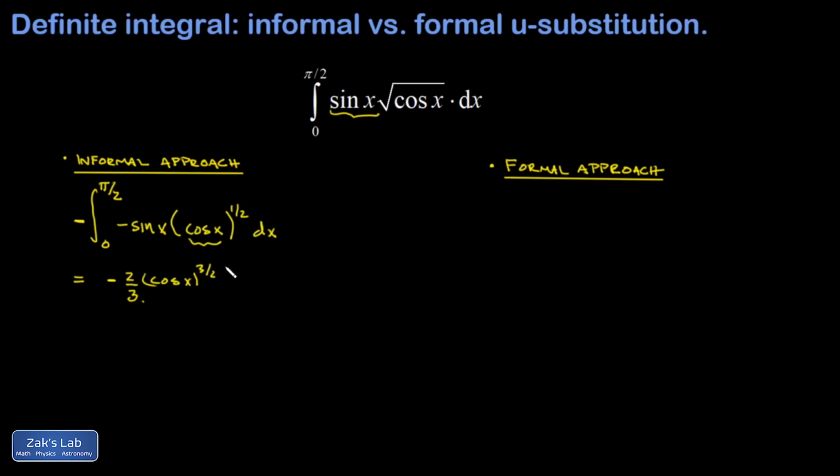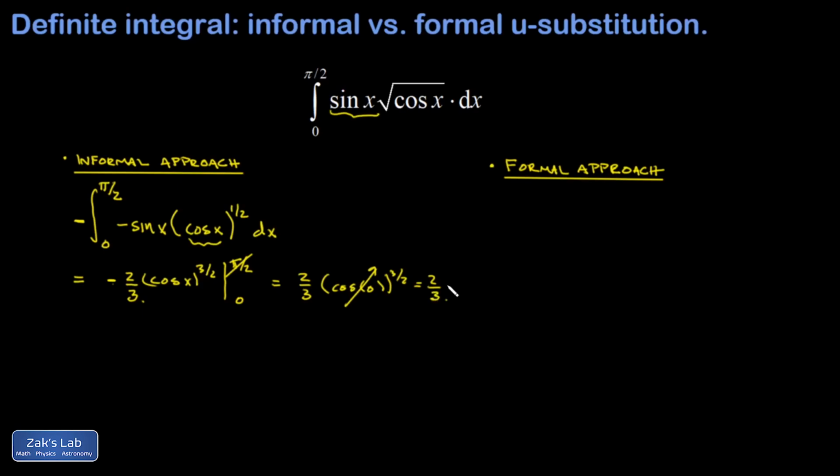Now that I've got the antiderivative, I evaluate across the limits of integration. That's from 0 to pi over 2. And when I plug in the upper limit of this thing, I'm going to get cosine pi over 2, which is 0. So that term is gone. I subtract the result I get by plugging in the lower limit, and subtracting this turns it into a positive 2/3. Cosine of 0 to the 3/2, but the cosine of 0 is 1. So I get 2/3 for my integral.